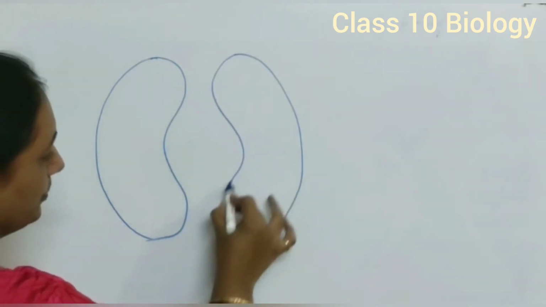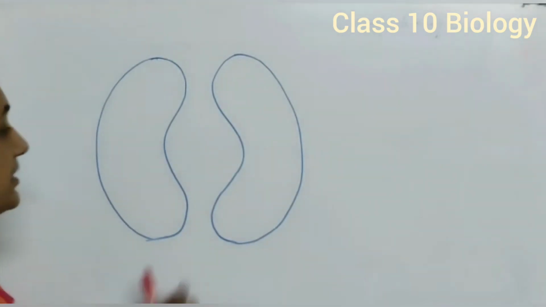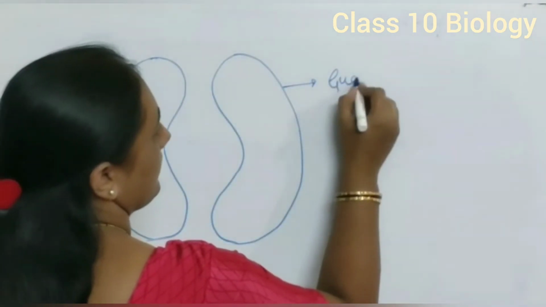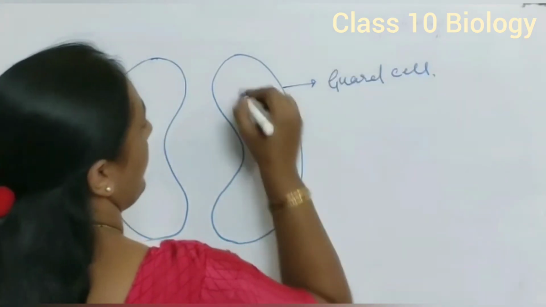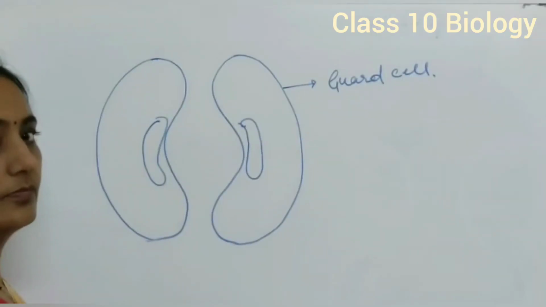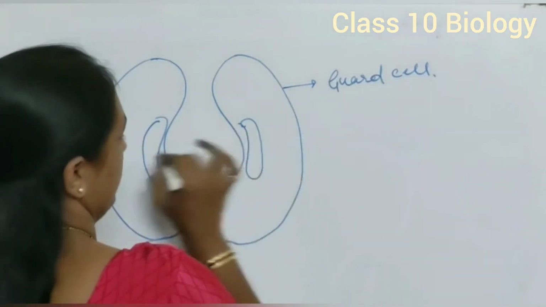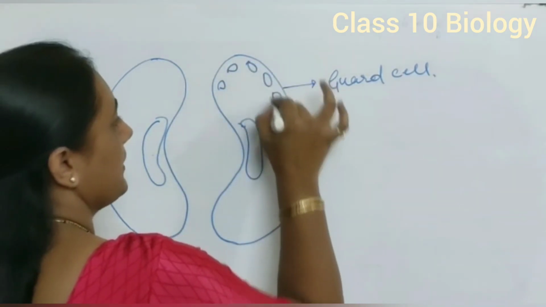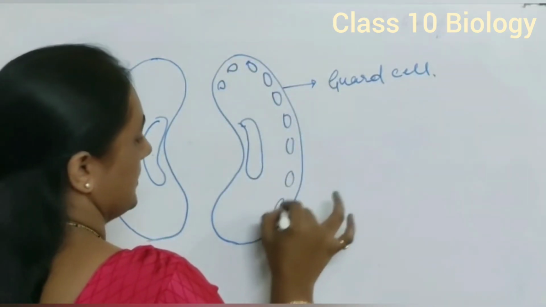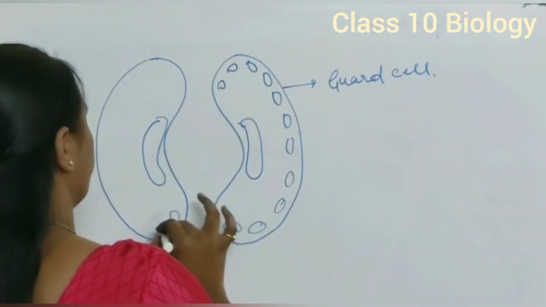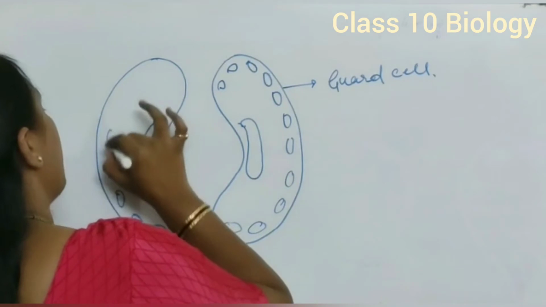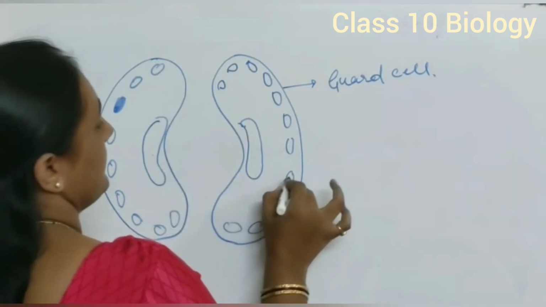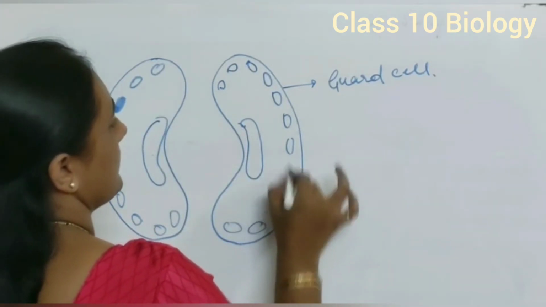These are the two guard cells, bean shaped structures called guard cells. Inside the guard cell, vacuoles are there. These are the two vacuoles. Apart from the vacuole, we find here the chloroplast. This is the chloroplast. As these are cells, one nucleus is present in each cell. This is the nucleus.